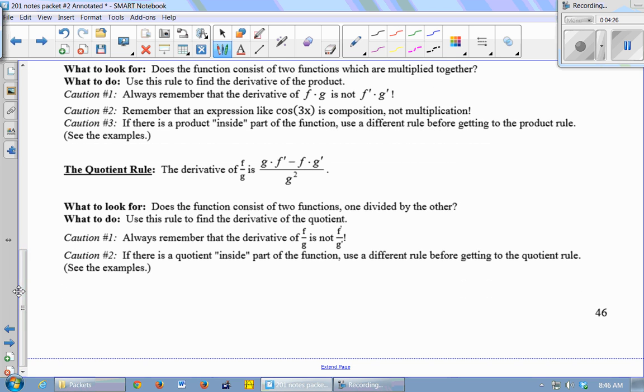All right, and then we have the quotient rule. The derivative of f over g is the denominator times the derivative of the numerator minus the numerator times the derivative of the denominator, all over the denominator squared. Always remember that the derivative of f over g is not f prime over g prime.